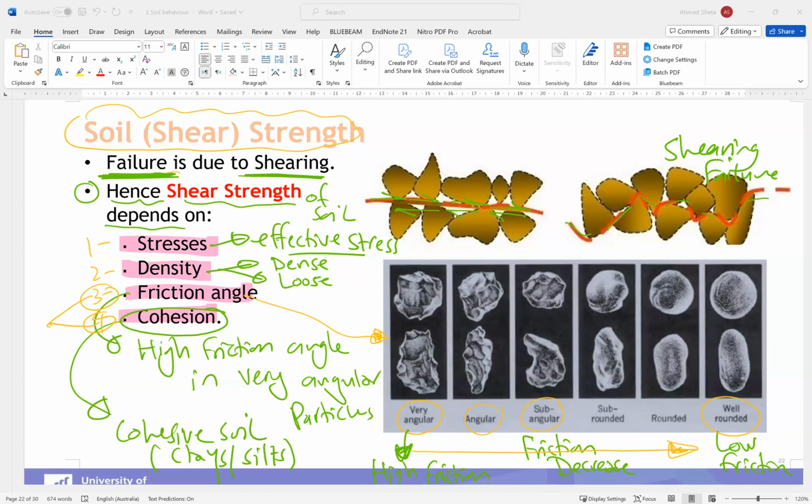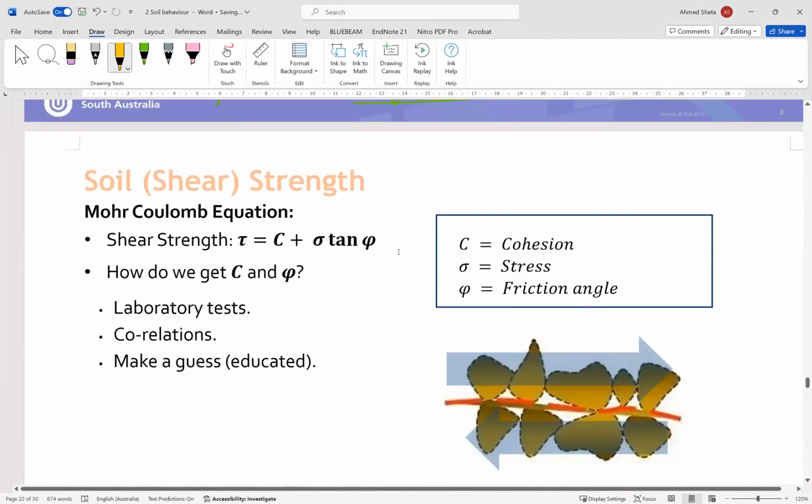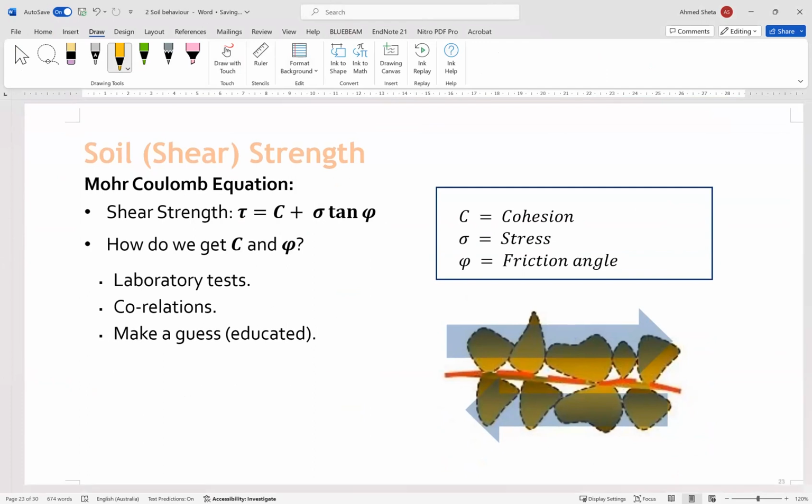The shear strength of the soil depends on four parameters: the stress, or the effective stress of the soil; the density of the soil, whether dense or loose; the friction angle, or phi; and cohesion, which we can give the symbol C. These are the four parameters we look at when determining the shear strength of the soil.